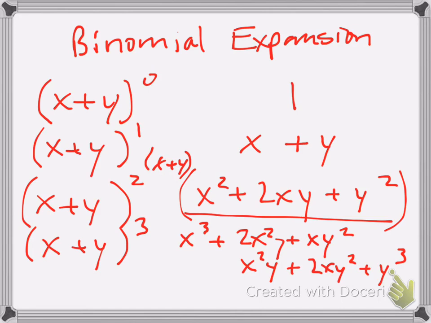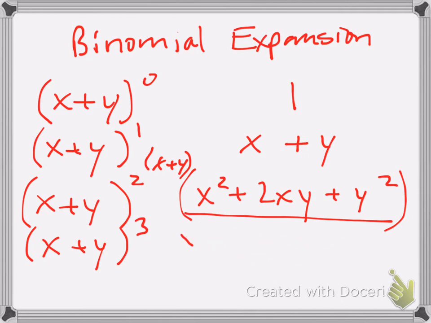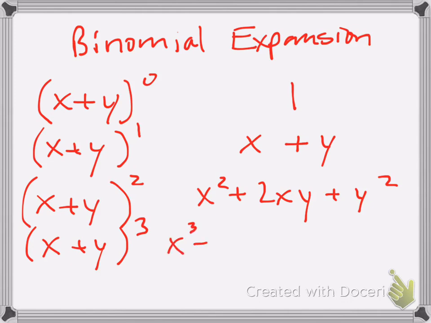And then we can combine like terms. Is everybody okay with that? When we combine like terms, what is our final product for x plus y cubed? Somebody read it to me. Who's got it? X cubed plus 3x squared y plus 3xy squared plus y cubed.